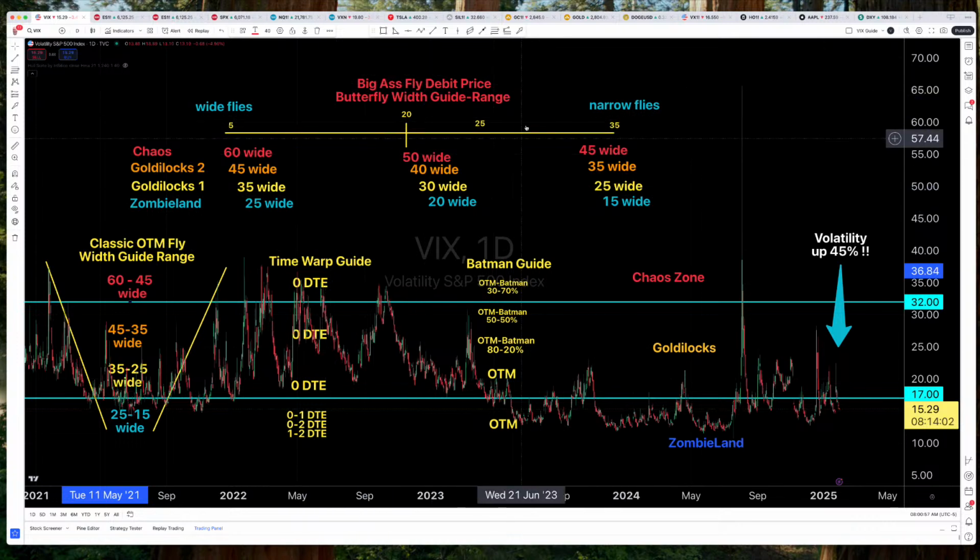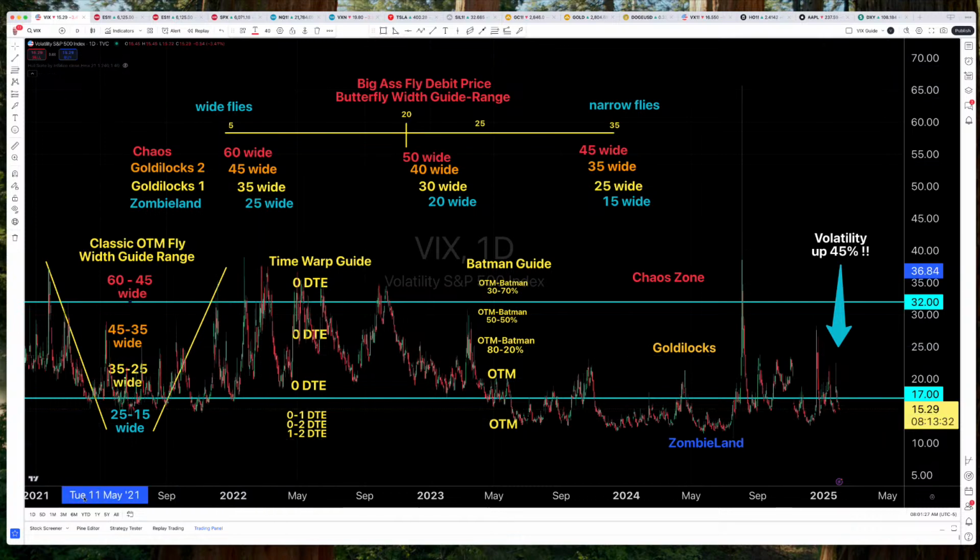These are what we call guides, right? It's not sacrosanct. It doesn't mean that we must choose 25 or 15 wide or whatever the numbers tell us. It means that these are our ranges, and then we have to look at the underlying data and figure out the best possible way to lean into this market. What gives us our best edge? All right, so 15 to 25 wide.